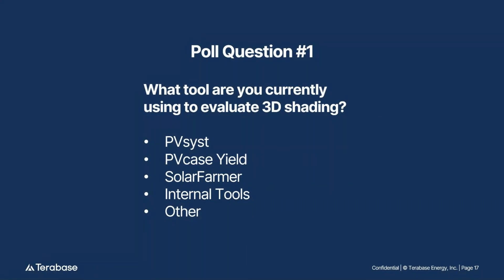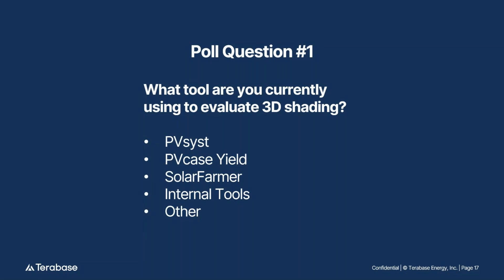And looks like the poll is live. So we have PVSyst, PVCase Yield, Solar Farmer. Maybe you have some internal tools or other. And maybe if you're one of the folks in the other category, feel free to drop that into the chat. Curious what people are generally using.